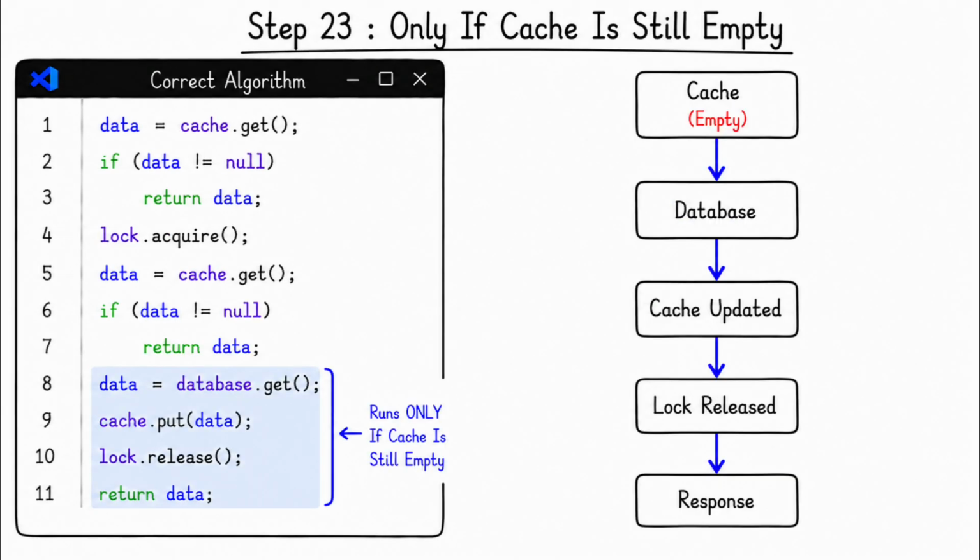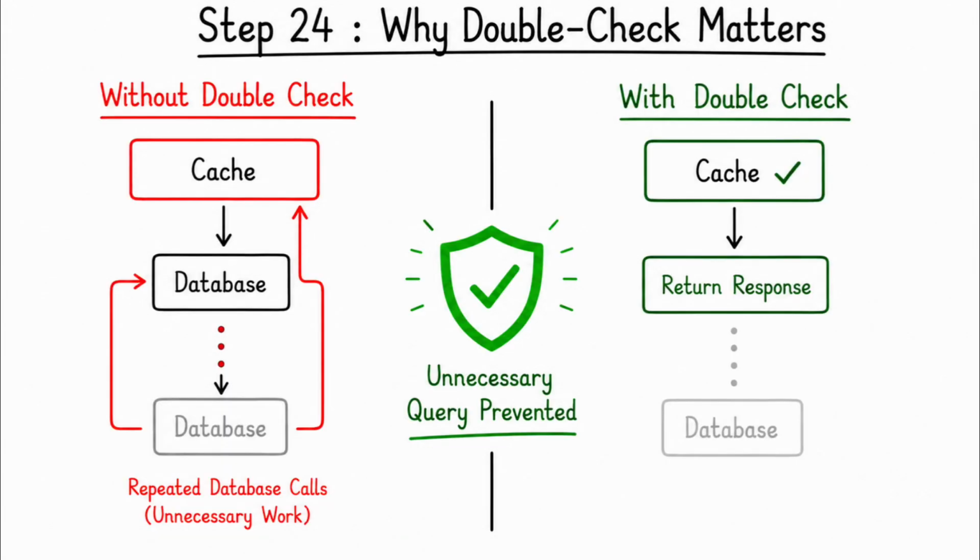If the cache is still empty, only then does it continue to the database. Fetch the latest data, update the cache, release the lock, and finally return the response. That tiny second cache check prevents unnecessary database queries. And that's why almost every lock-based Cache Stampede solution uses double-check locking.